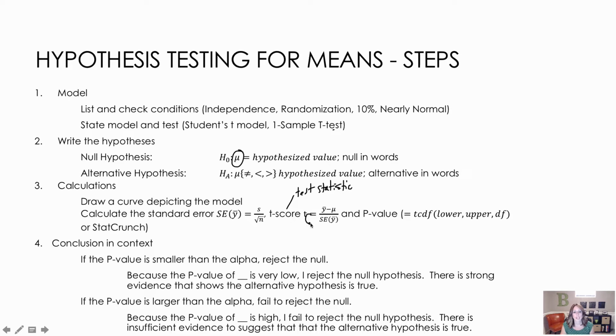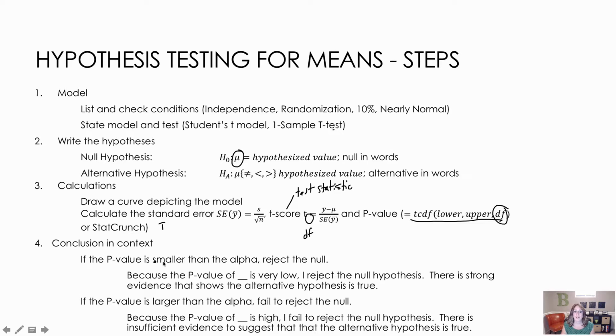Remember, with this t, typically we're going to write a subscript that includes the degrees of freedom. And then we're going to find our p-value either using our calculator, which will be tCDF, lower, upper, just like we did with normal, but then we also include our degrees of freedom. Or we're going to use StatCrunch, and that's just using the t calculator. So I'll show you how to do both of those. Then we'll write our conclusion just like last week.